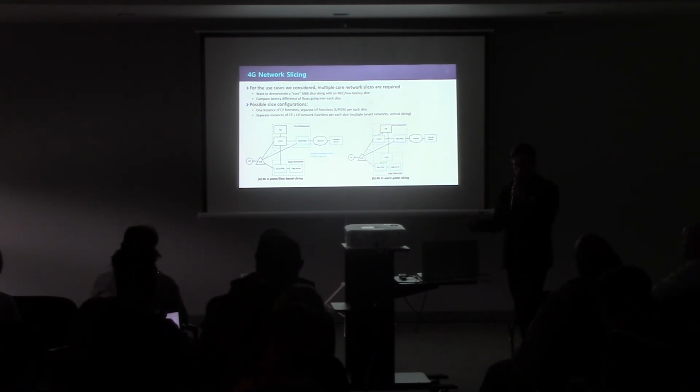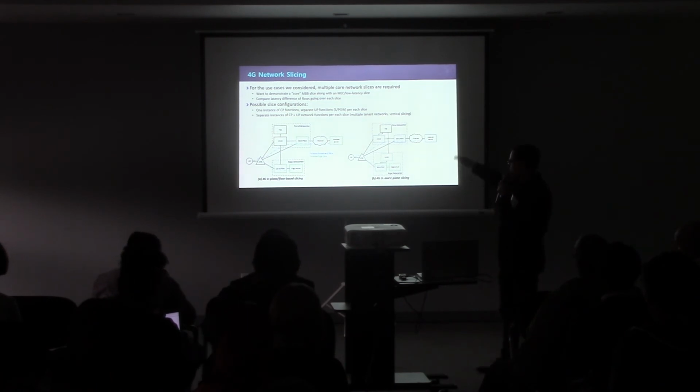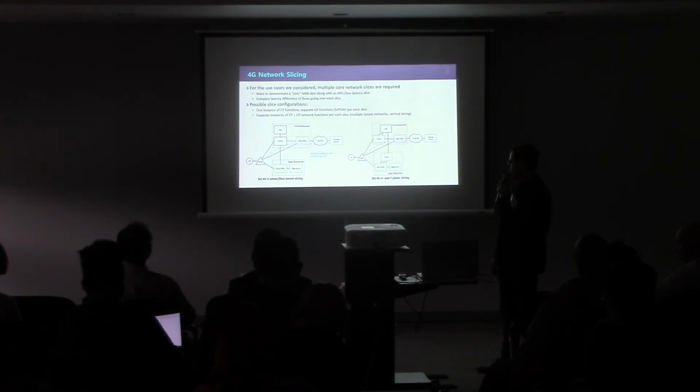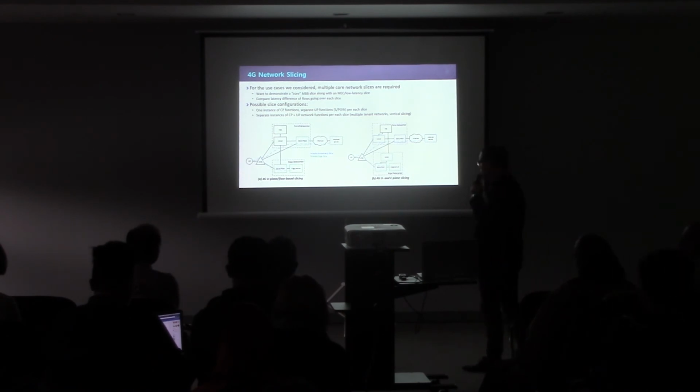But there are other types of slices, of course, that are being considered in 5G. So we want to approximate something like that using 4G EPC. You could consider just having the data plane sliced off, where you have a separate user plane function or SPGW going out to some edge node, or you could do something more similar to 5G, where you have the MME and SPGW, so both the control and user plane, with multiple instances of those per slice.